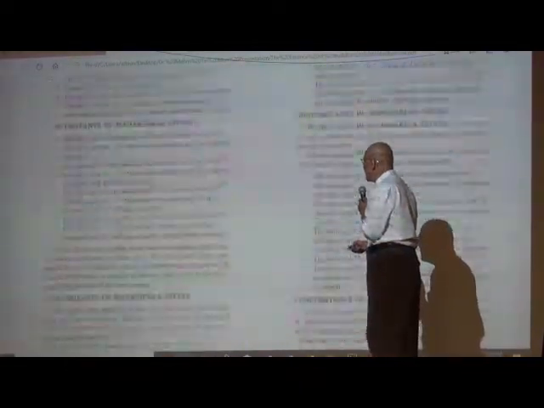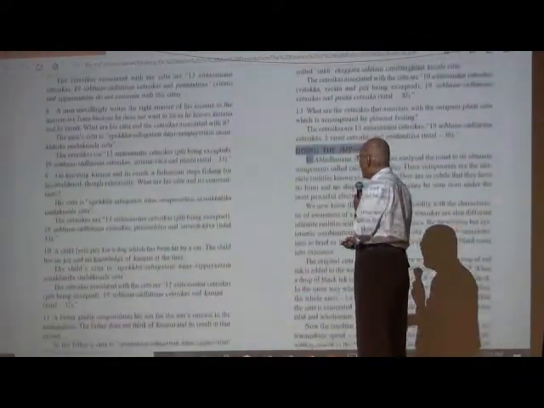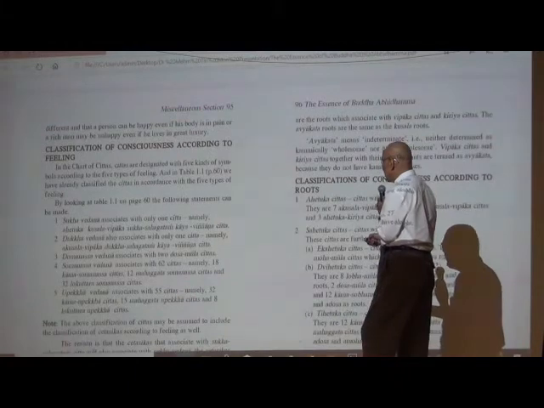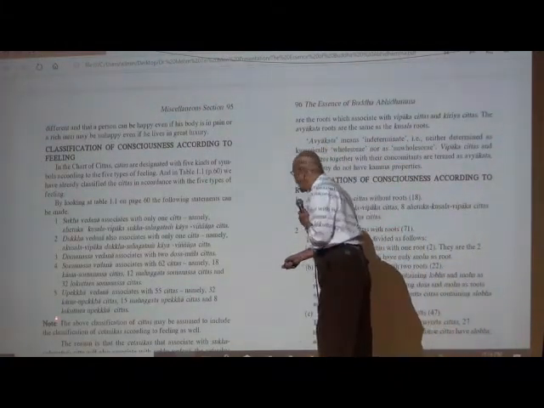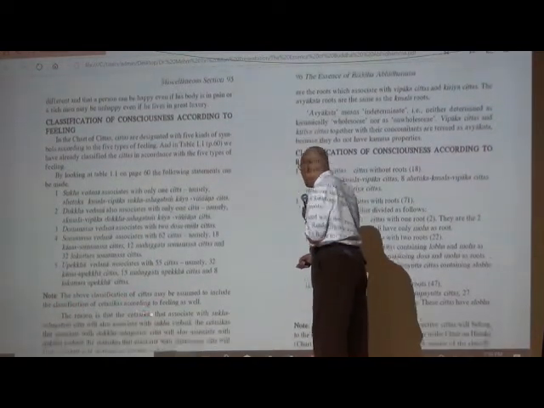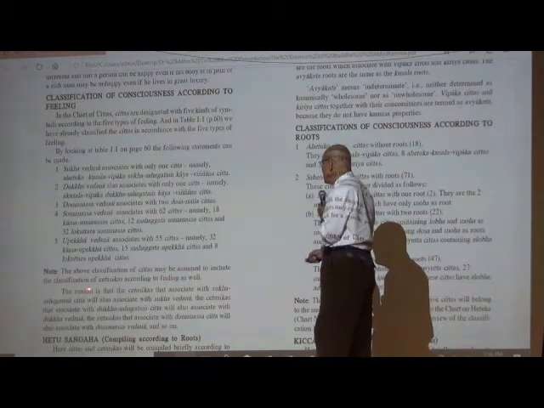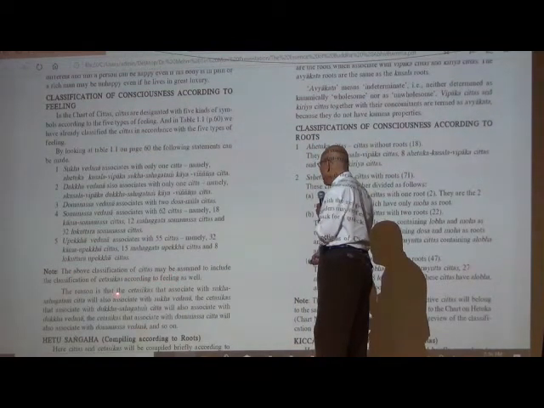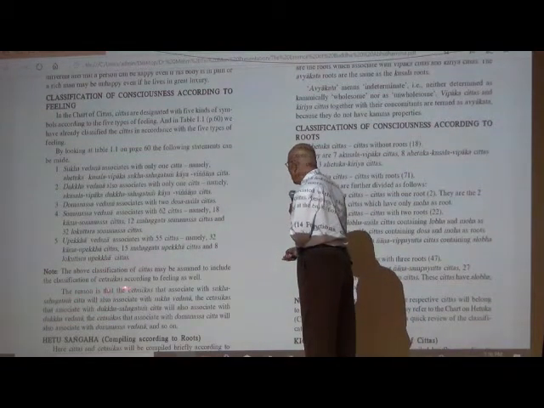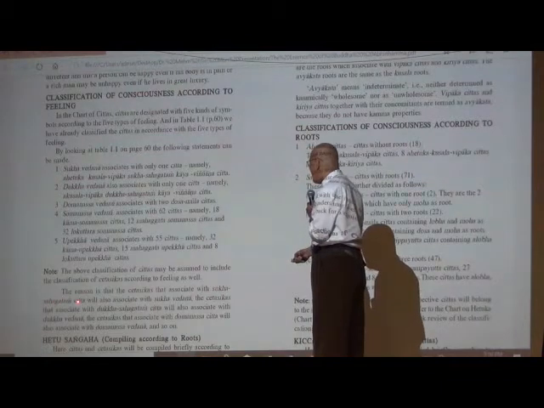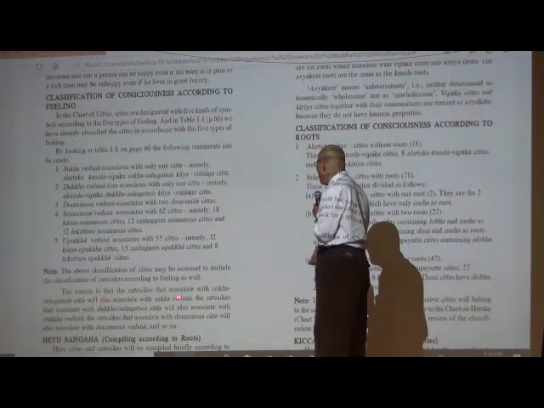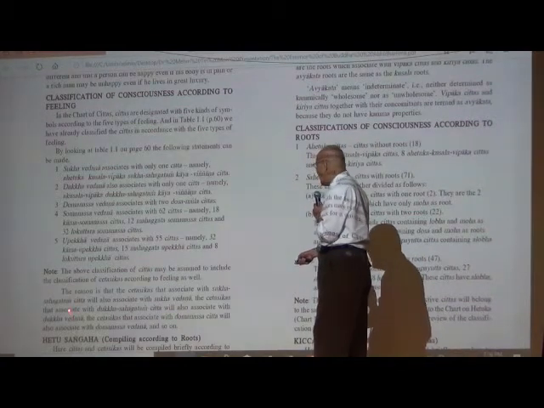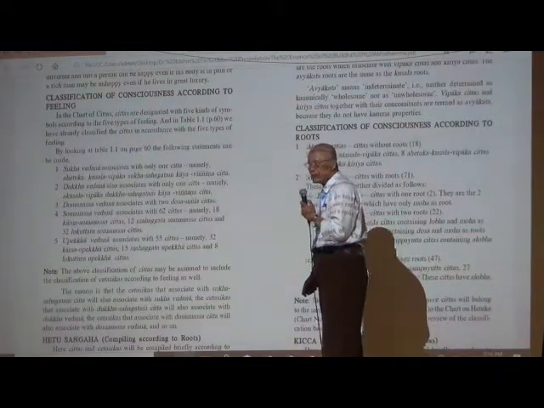So now we have classified consciousness according to feeling, and this classification also describes, here we give you the note: the above classification of cittas may be assumed to include the classification of mental factors according to feeling as well. For example, the mental factors that associate with the sukha sahagatam kaya vinnana citta will also associate with sukha vedana. And those cetasikas that associate with the two dosa-mula cittas also associate with domanassa vedana. So they are the same thing.